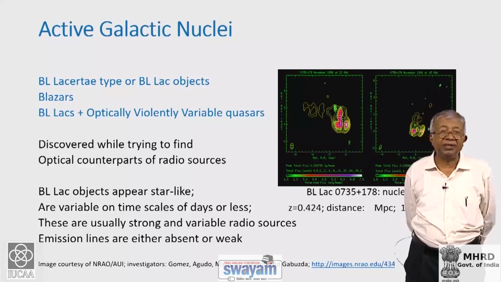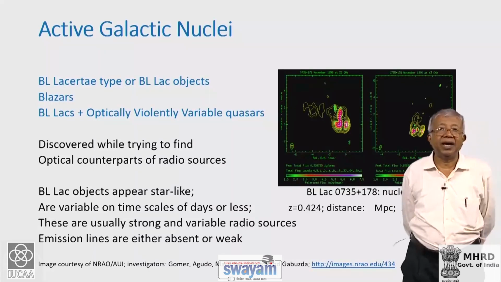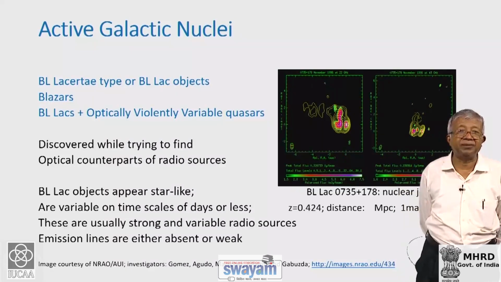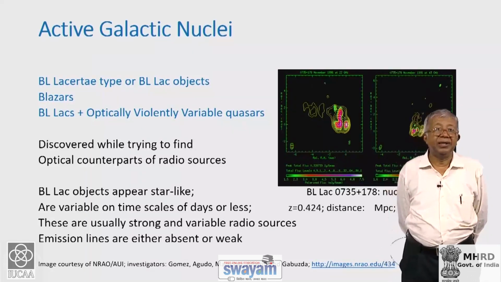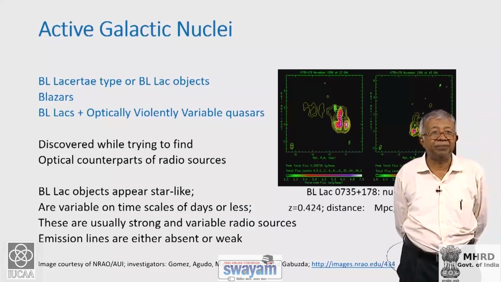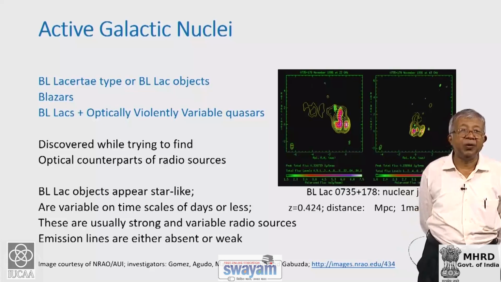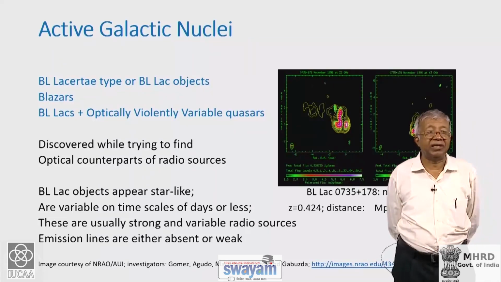It was slowly established that some of them do show weak emission lines and absorption lines, and also their distributions in the sky suggested they were extragalactic objects. They are amongst the most violently variable objects. They tend to be strong radio emitters. They are also prominent in the X-ray regions of the spectrum. And these, along with a subset of radio loud quasars which are optically violently variable, are together known as blazars.